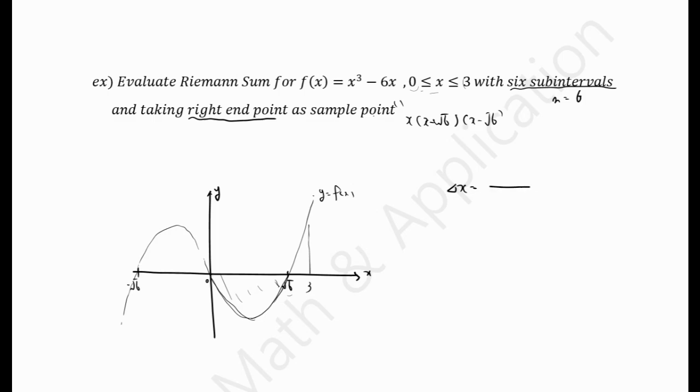So delta x is (3 minus 0) over 6, which is 1 over 2. So the points are 1 over 2, 1, 3 over 2, 2, 5 over 2, and 3. Like this, we have 6 divisions.